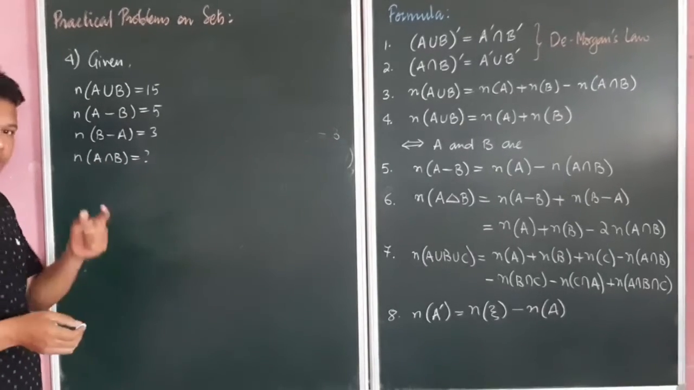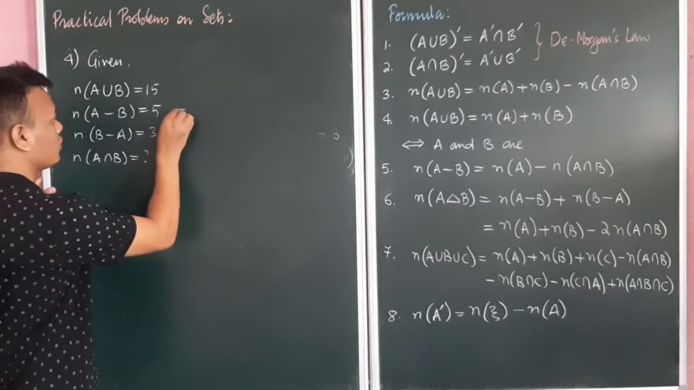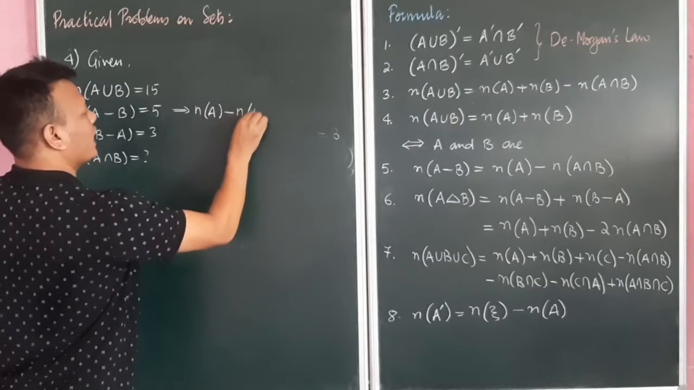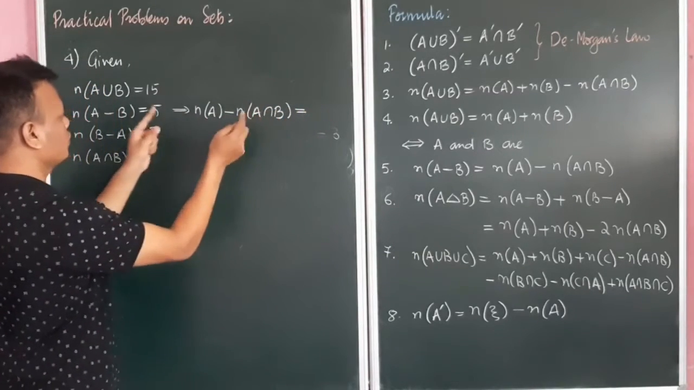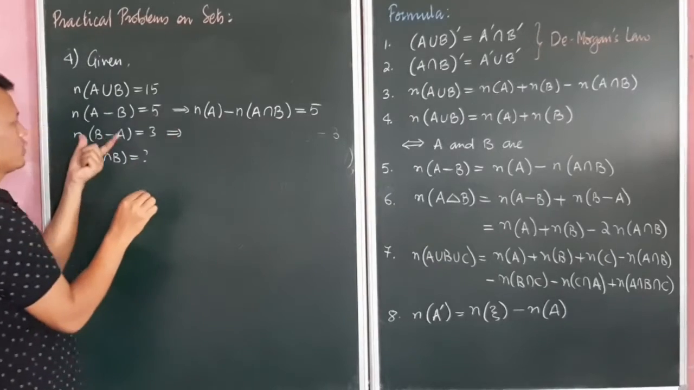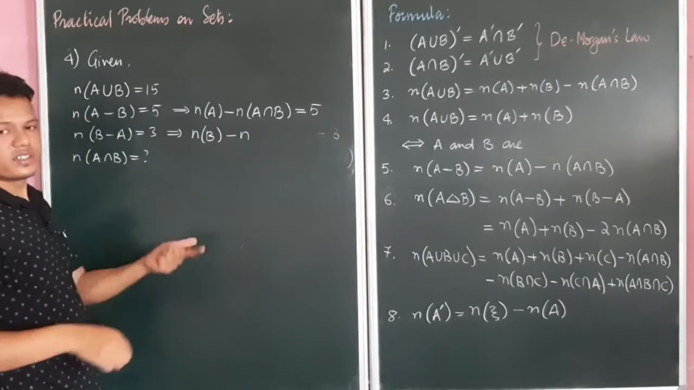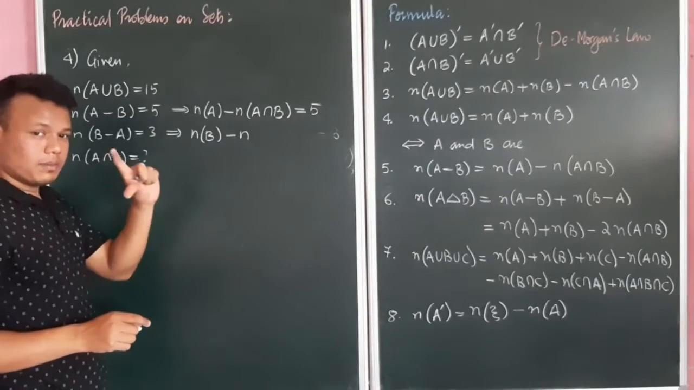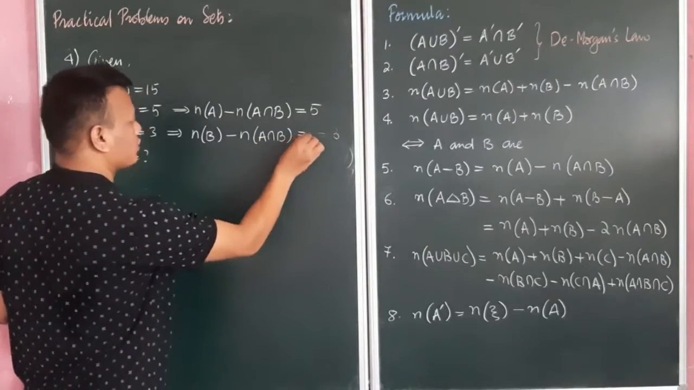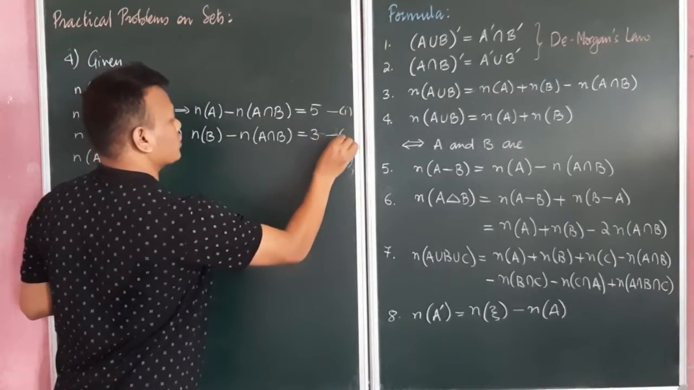Now let's make use of the formulas which are available with us. So we have got the formula for this, isn't it? Formula 5 says this will be equal to n of A minus n of A intersection B, and this will be equal to, see, instead of this I have written this, and this is equal to 5, isn't it? Now let me write down the same for this. I am using formula number 5, and this becomes n of B minus n of B intersection A, isn't it? But A intersection B and B intersection A both mean the same, so that's why I am writing it here. So this turns out to be 3. Okay, so let me call this equation 1 and this equation 2.